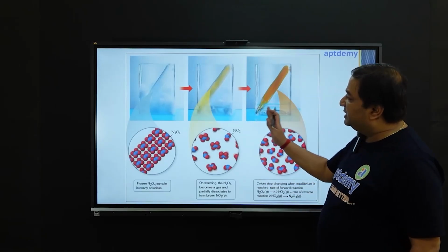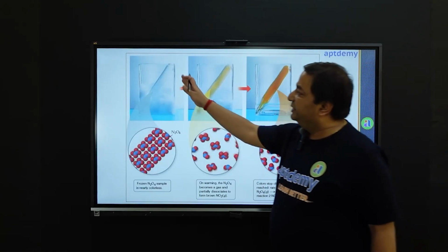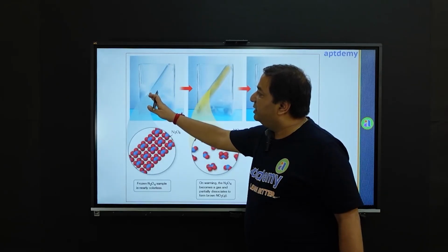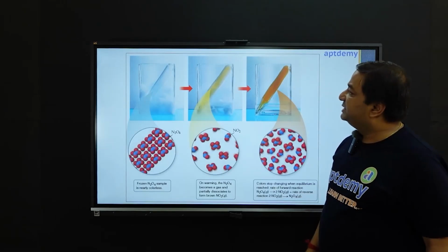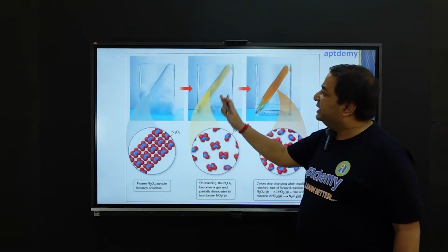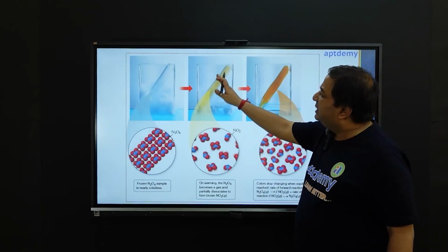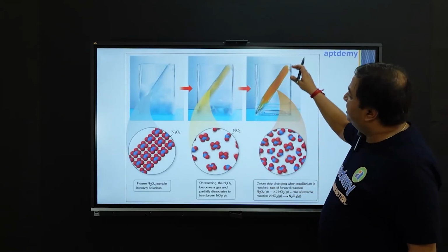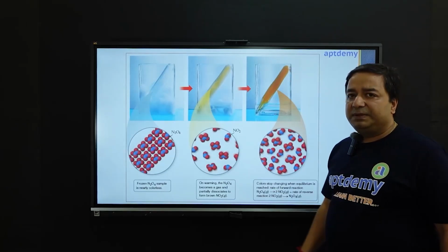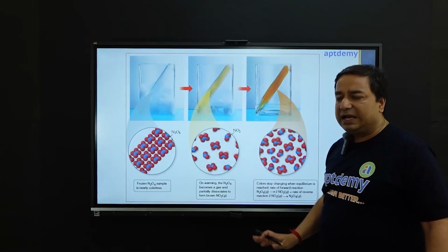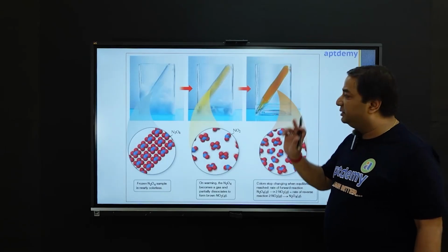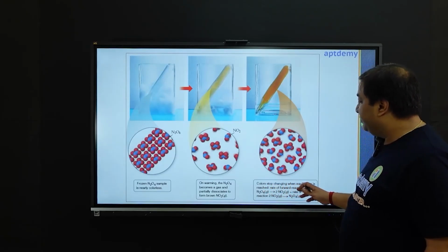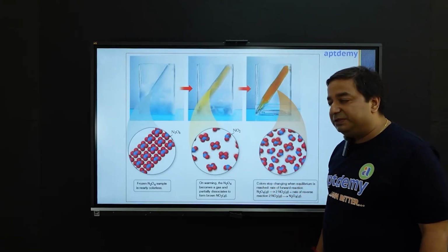Now as time passes, say if you keep this overnight, with the passage of time you will see the color changing, as we are warming this, to a pale yellow or pale brown color, and then it will form a brown color and the color will no longer change. Now why is this happening? Remember, this is a sealed tube. The color stops changing when equilibrium is reached.